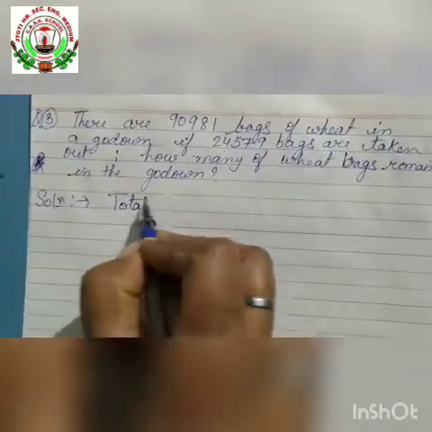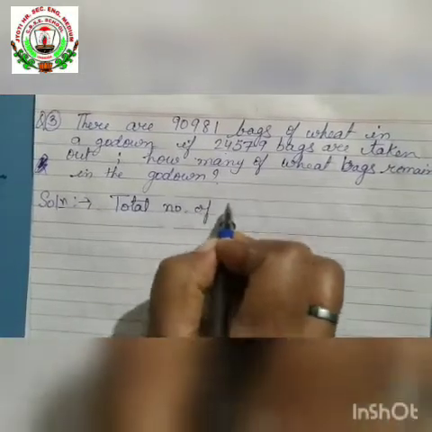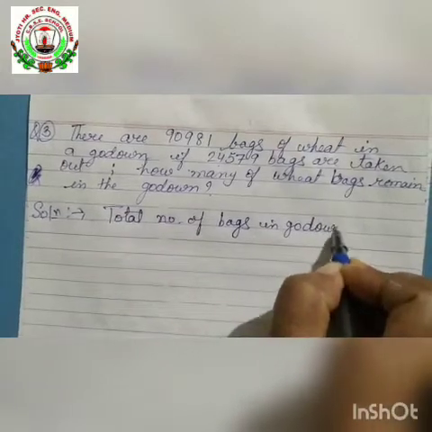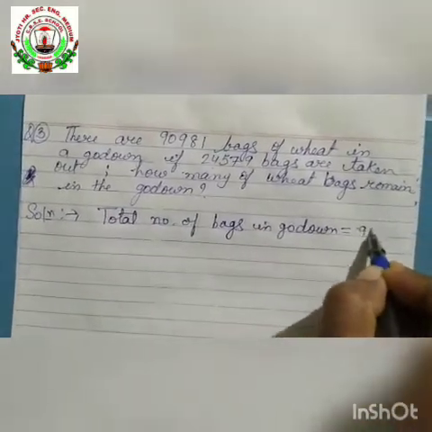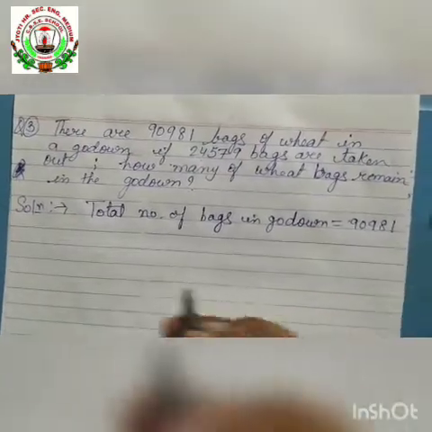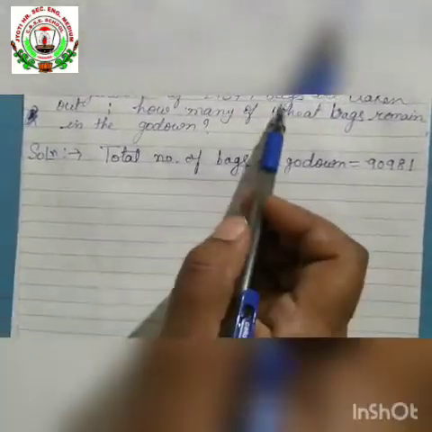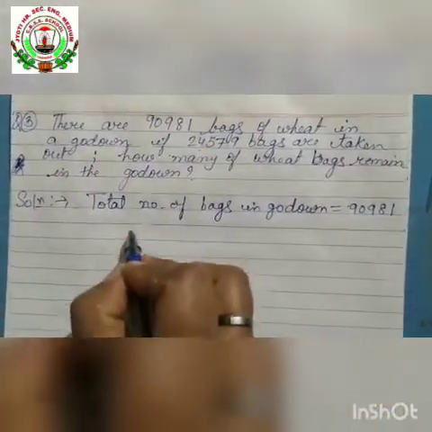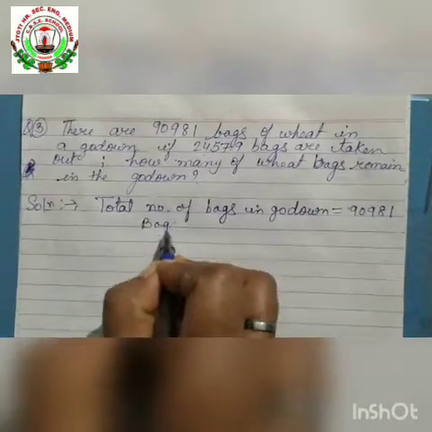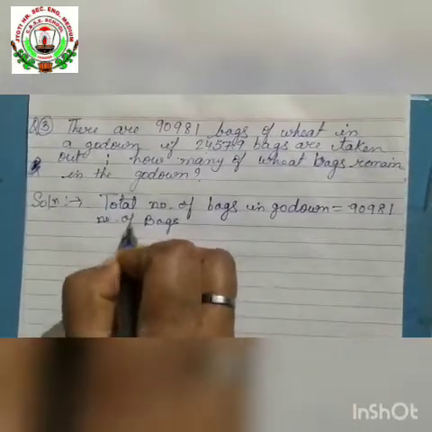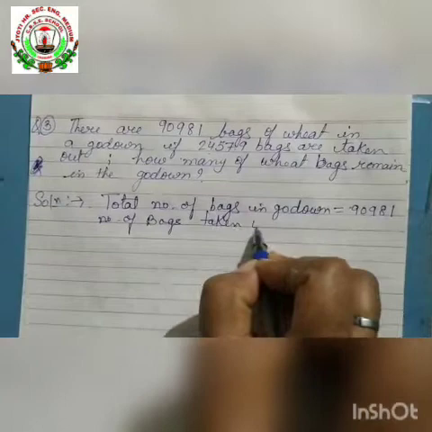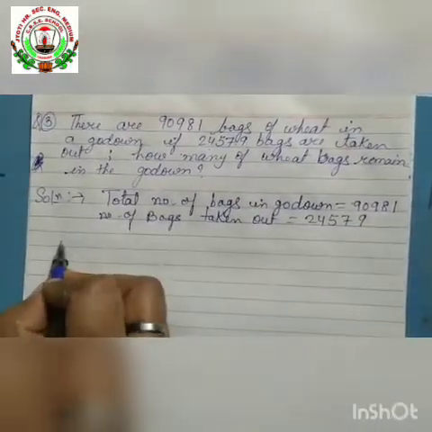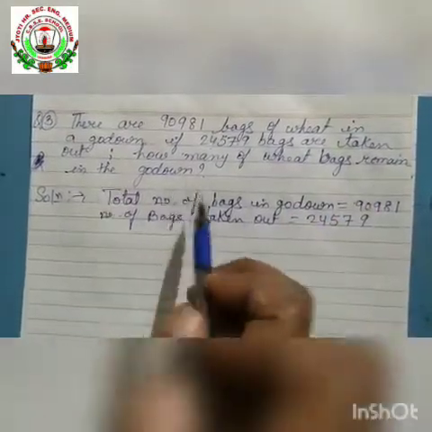Total number of bags in the godown is equal to 90,981. Now how many bags are taken out? 24,579. So we will write here number of bags taken out equal to 24,579. So we have to find out how many bags remain in the godown.